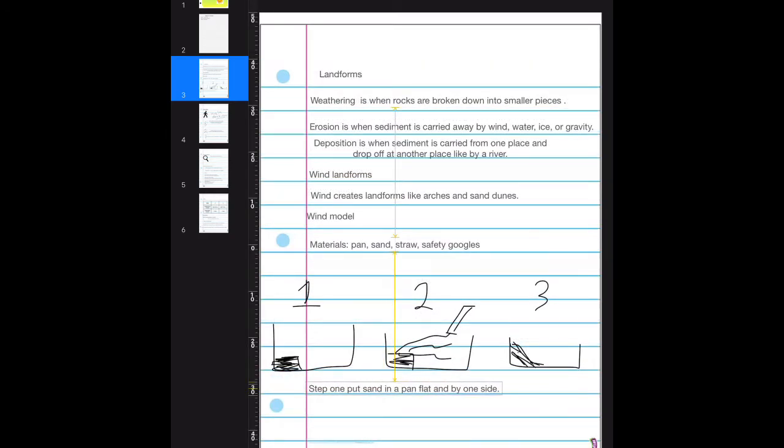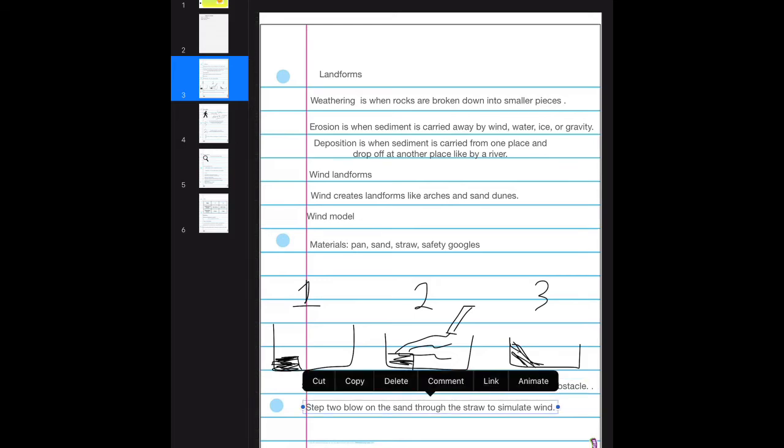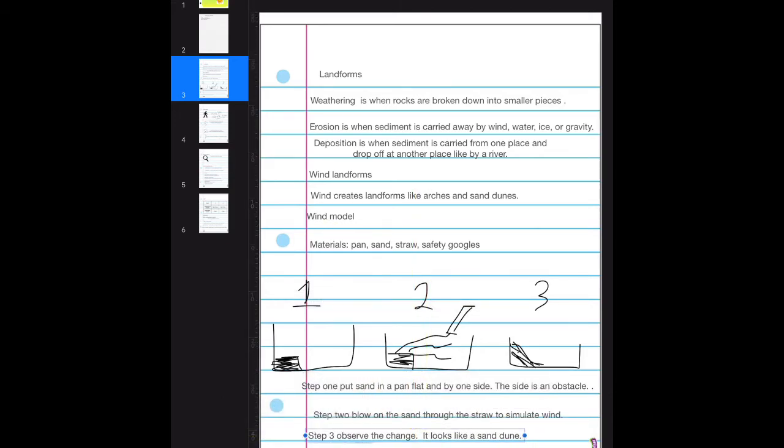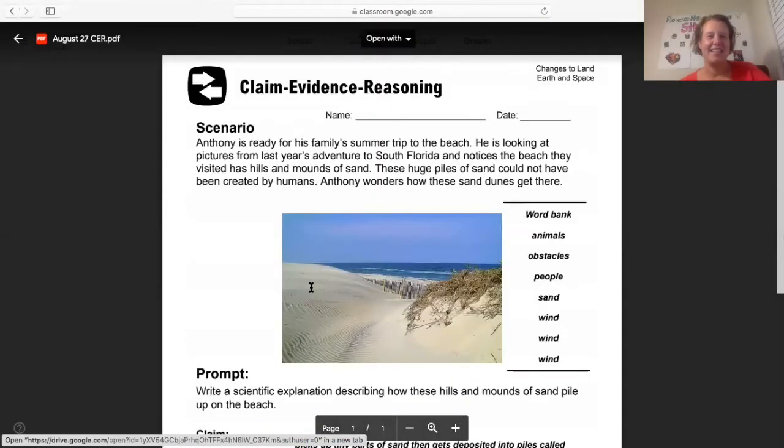First, I put sand in the pan and I put it up against the side, and the side represented the obstacle. And then I used the straw and blew like it was wind, and I blew across the sand for several minutes. And then, lastly, I observed that the sand had made a pile against the side. Using your journal will really help you remember all the things we learn in science class. Now let's move into our last activity.